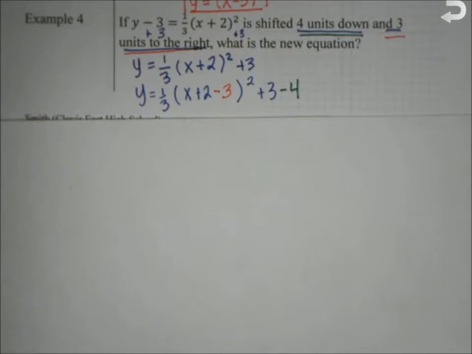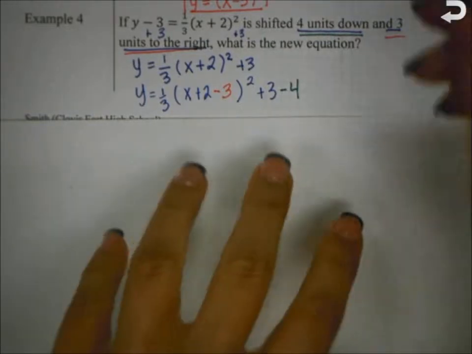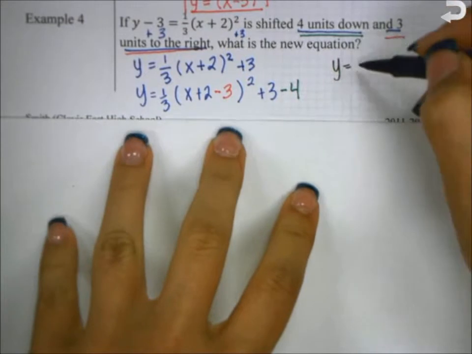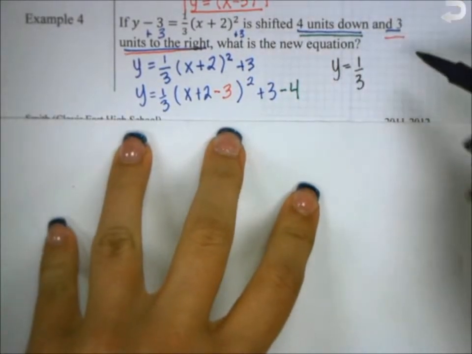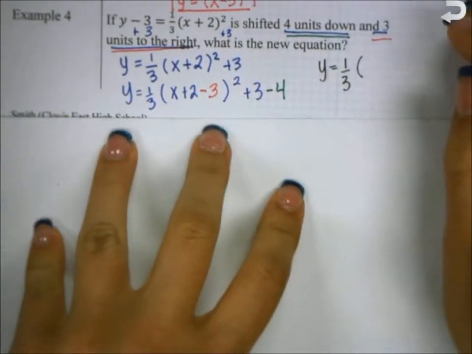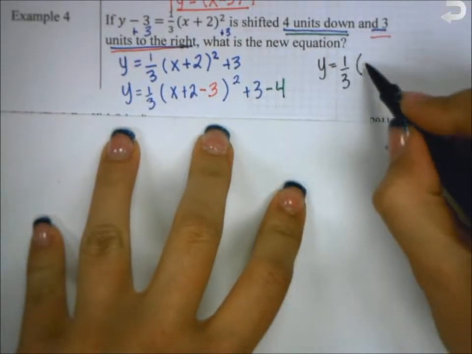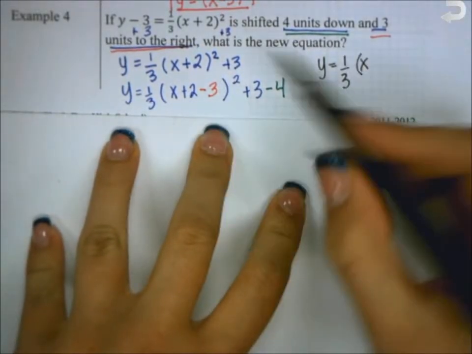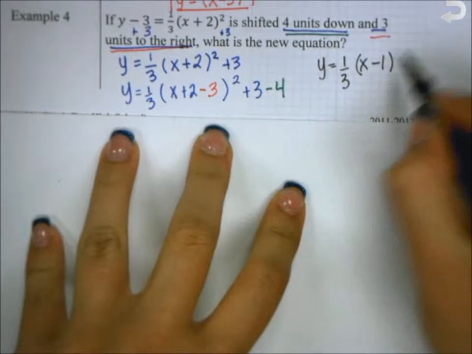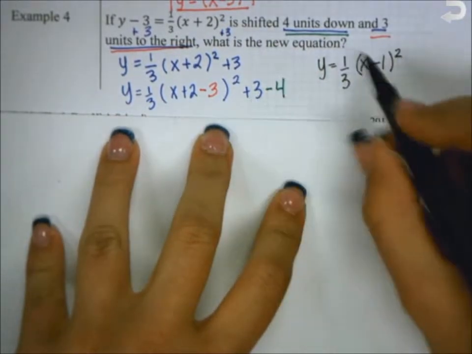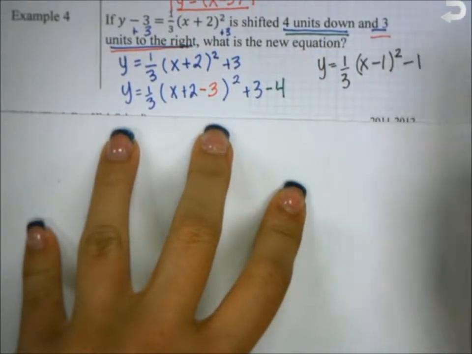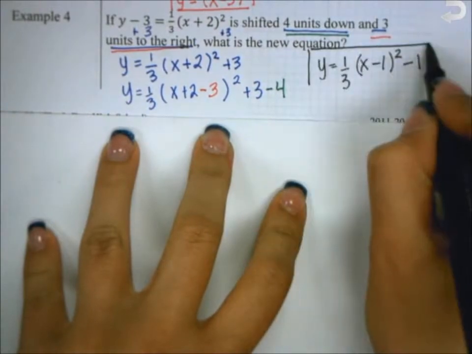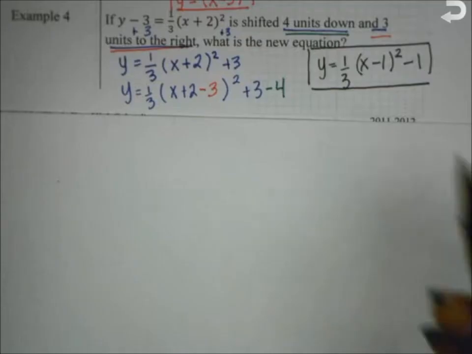Okay, so then let's simplify it. Y equals 1/3 times (x plus 2 minus 3) squared, minus 1, because 3 minus 4 is negative 1. So my new equation is going to be y equals 1/3 times (x minus 2) squared minus 1.